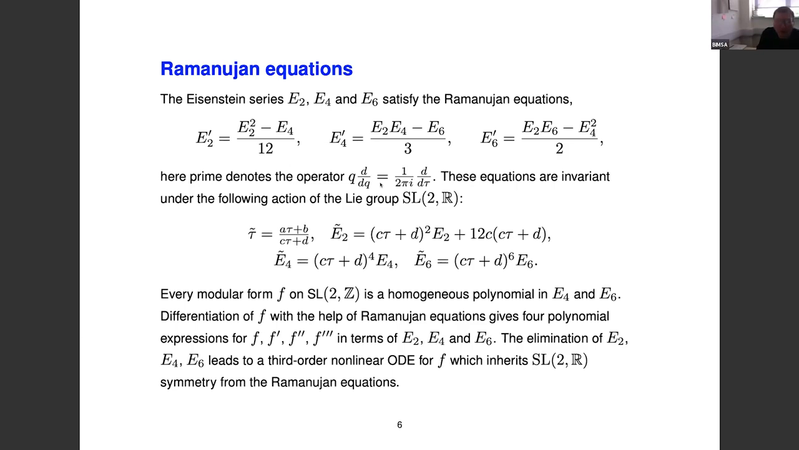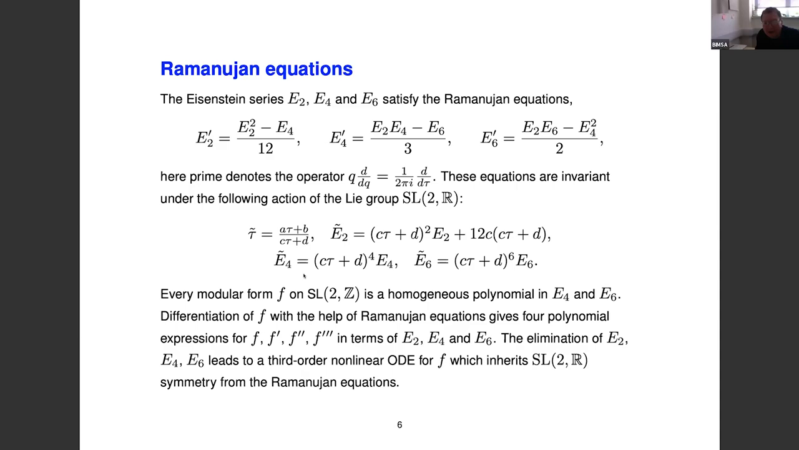It's also well known that these equations are invariant under the group SL2R, which acts as written here. Tau is transformed in a linear fractional way. E2 is transformed. The first bit is as if it were a modular form of weight 2, but then there is this additional term, which makes it actually a quasi-modular form. So it's not a modular form, because this is how it transforms.